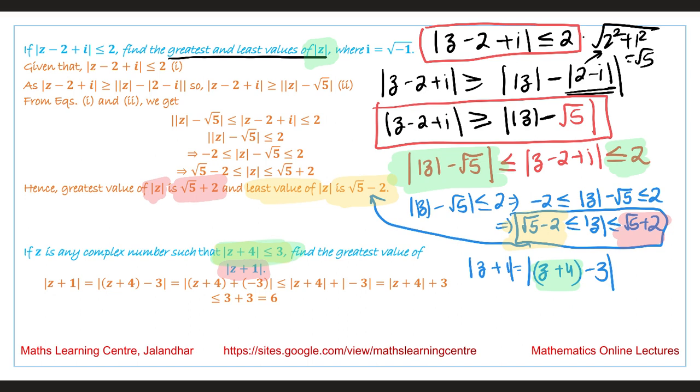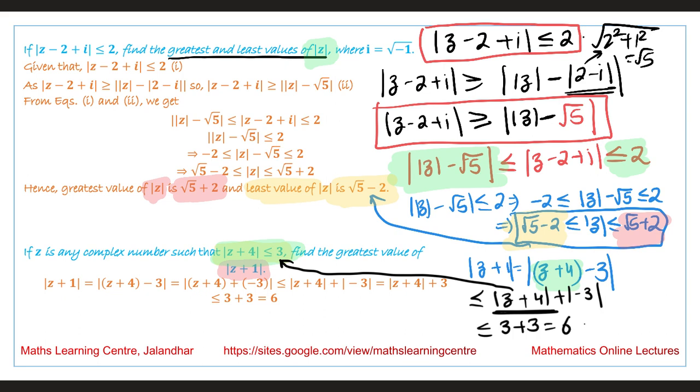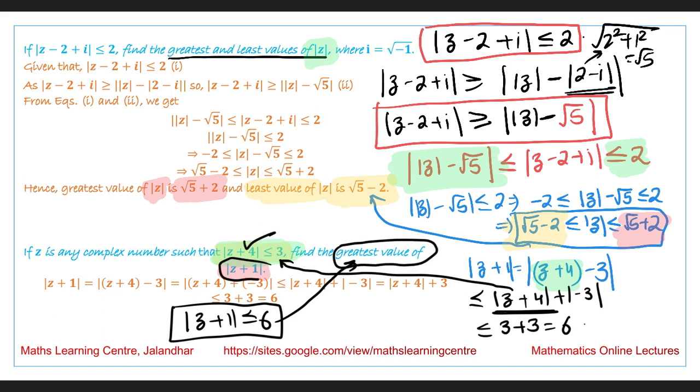So from this we can write this is less than or equal to mod of z plus 4 plus mod of minus 3, and mod of z plus 4 is given to be less than or equal to 3. So it is less than or equal to 3 plus 3, which is 6. So what we obtain is that mod of z plus 1 is less than or equal to 6. It means the greatest value of mod of z plus 1 can be 6. It cannot be greater than 6.